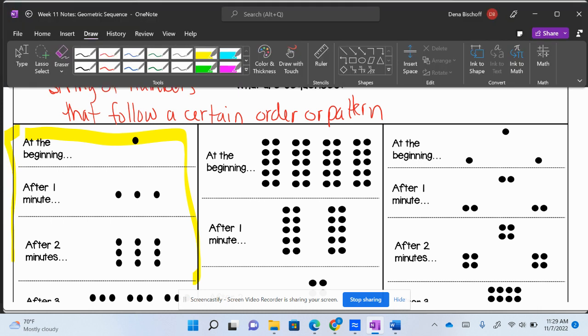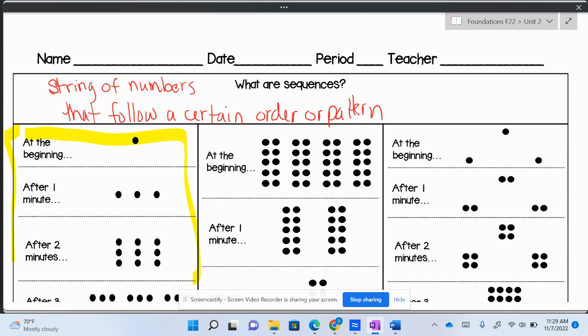The way that I wrote these notes, they're just tables. So we're going to focus on the first column of the table. At the beginning, how many points are there? That's a to the 1. My first term is 1. Does that make sense? After 1 minute, my second term is what? 3. Yes, a to the second.